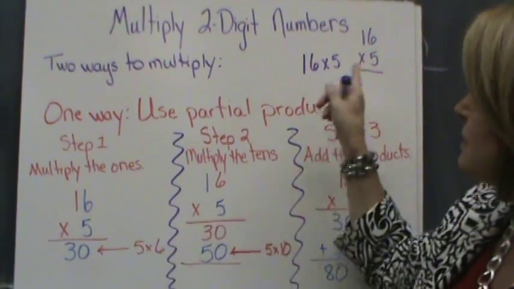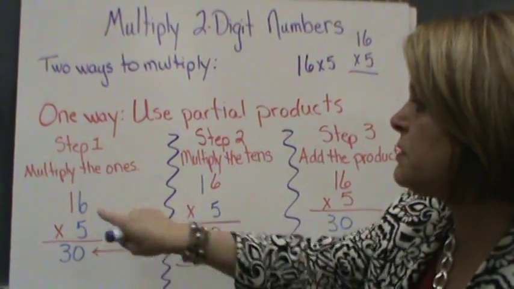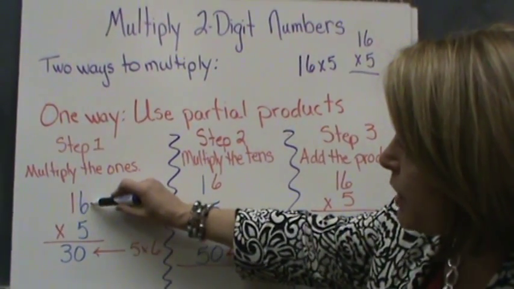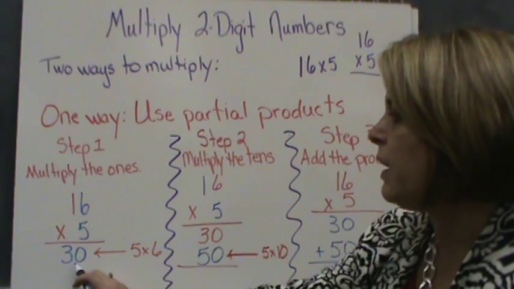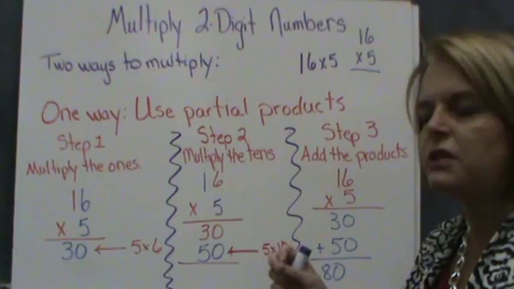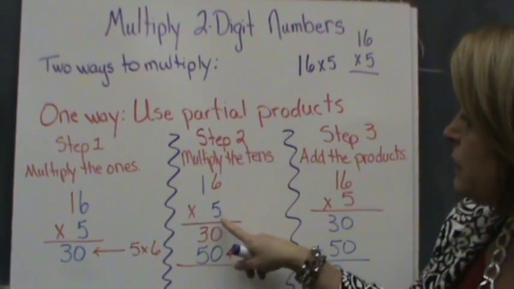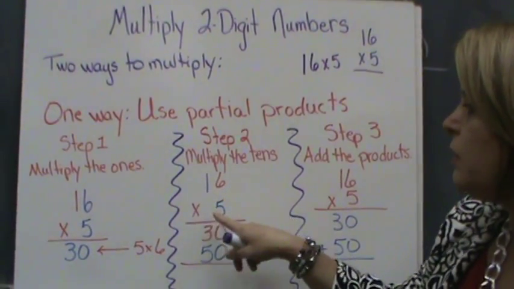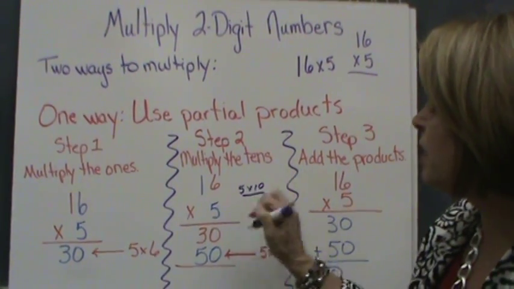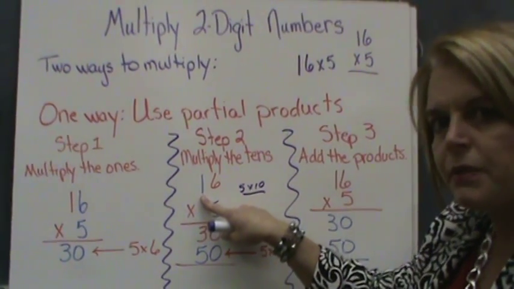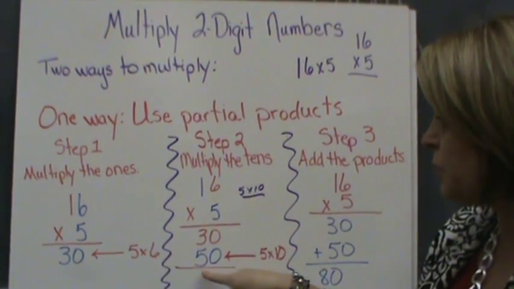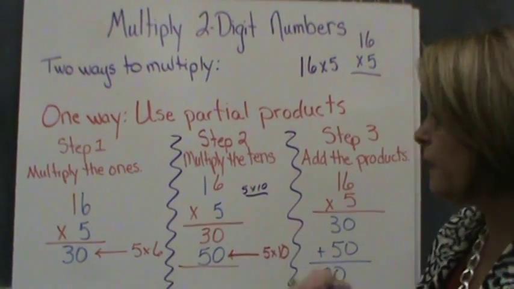So I'm going to multiply 16 times 5. First thing I'm going to do is multiply the numbers in my ones place. So here you can see I've multiplied 5 times 6, and that gives me 30. Step 2, I'm going to multiply the digits in the tens place. So now I'm looking at 5 times 1. Well, this is really 5 times 10 because this number is in the tens place. So it's the same as 5 times 10, which will give me 50.